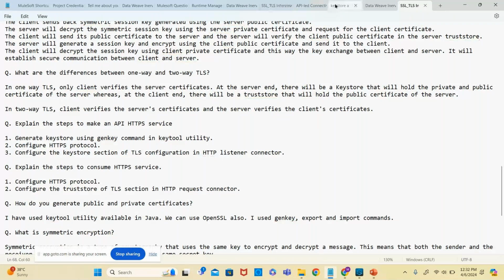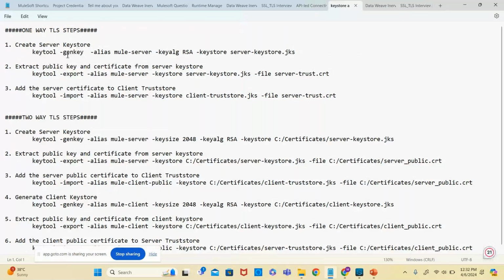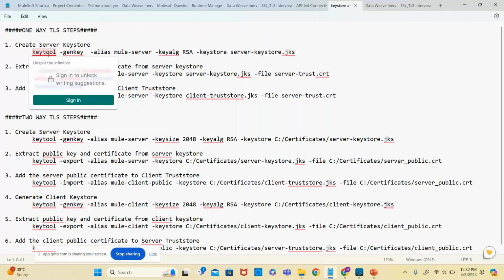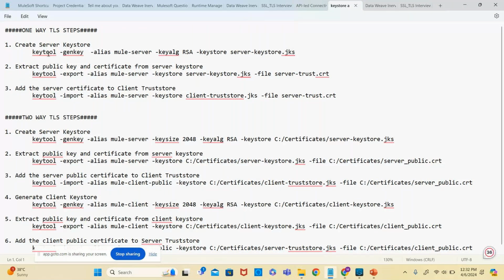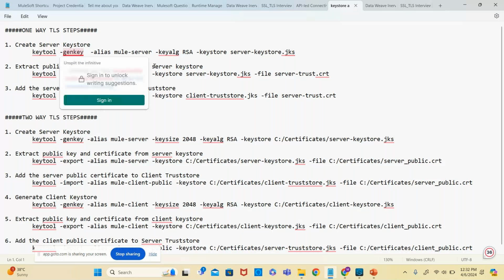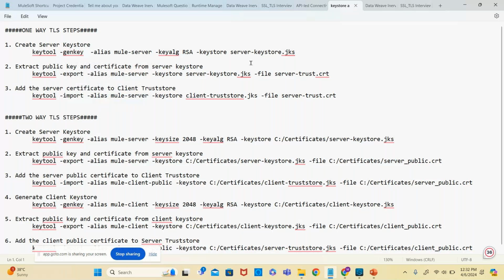See, create the server keystore using keytool genkey. This is the keytool utility, which is available in the Java JRE folder. I have shown you that exactly. There is an inbuilt keytool utility there. With the help of that, we use the genkey command to create the keystore. Then we export that certificate, the public key. We extract the public key, export it, and then import it into the truststore. These are the steps. I'm trying to tell the same here.